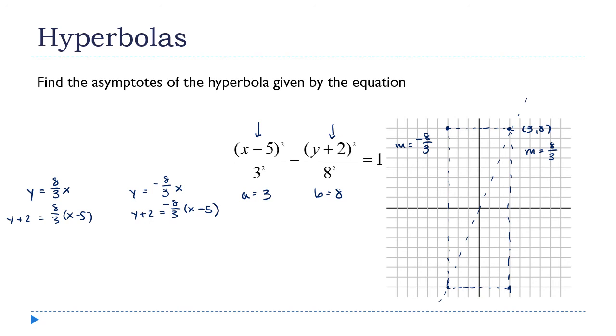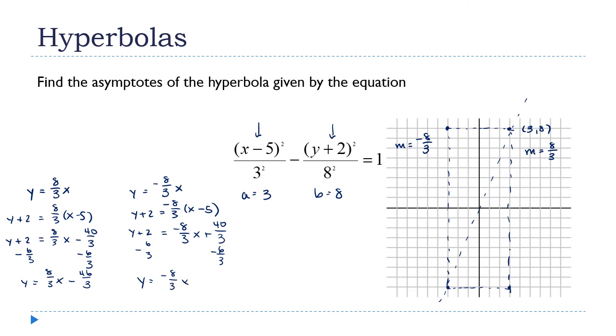So let's see. This one is y plus 2 equals 8 thirds x minus 40 thirds. And then I will subtract 2, which is 6 thirds, right? I'm doing a common denominator. And I get y equals 8 thirds x minus 46 thirds. And I'll do the same thing over here. This is minus 8 thirds x plus 40 thirds. And then I will again subtract 6 thirds from both sides, and I get y equals minus 8 thirds x plus 40 minus 6. That's 34 thirds. And there are my 2 asymptotes.